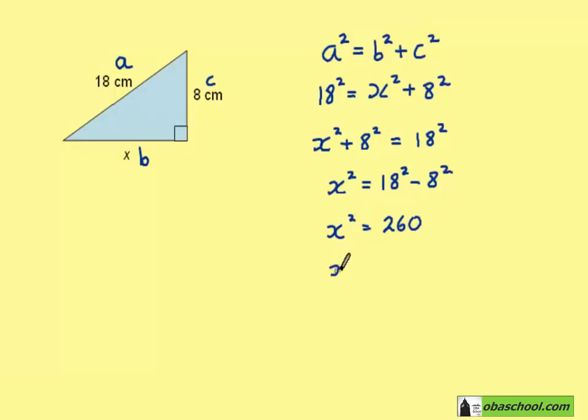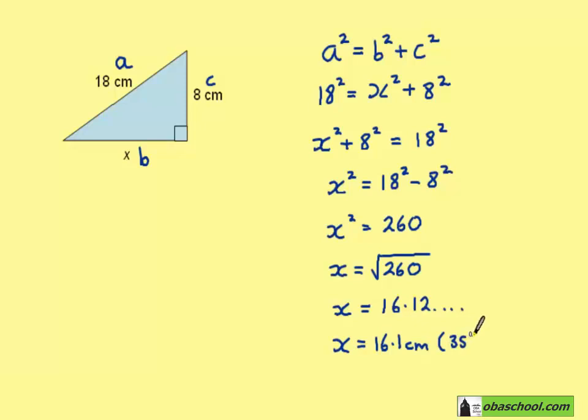Now square rooting both sides gives x is the square root of 260, and therefore x is equal to 16.12 and so on, which is 16.1 centimeters, correct to 3 significant figures.